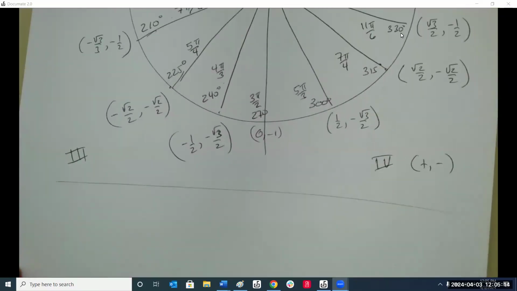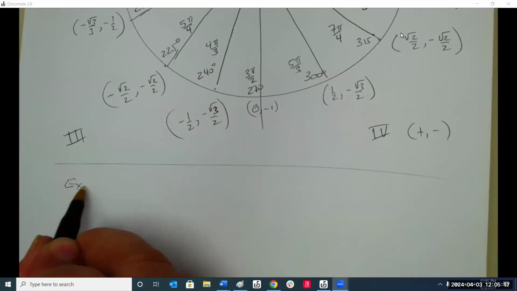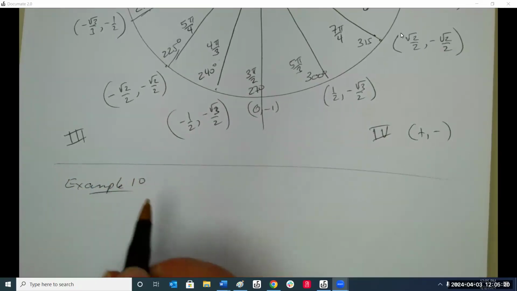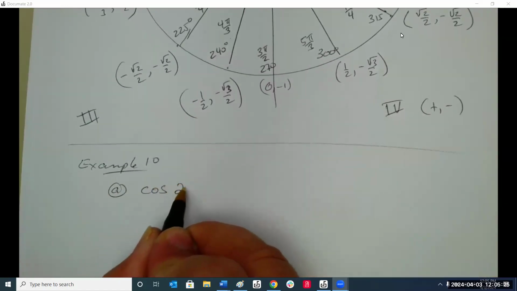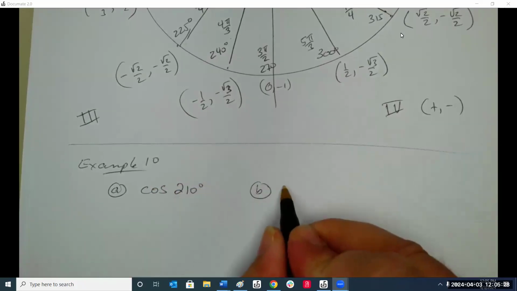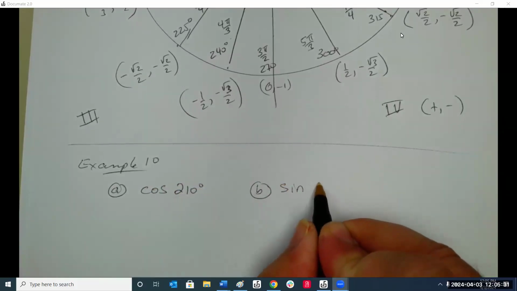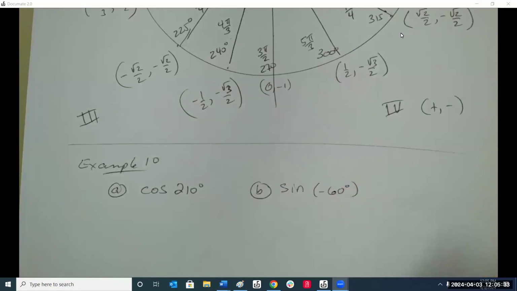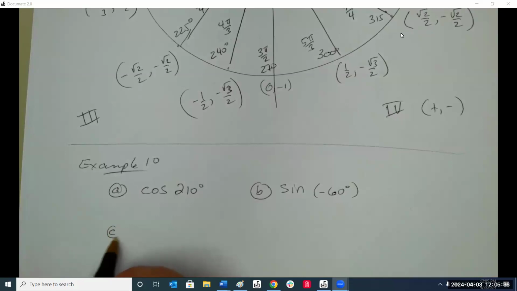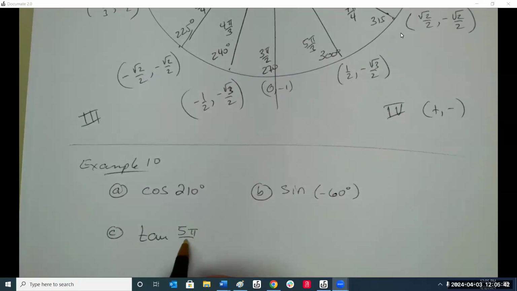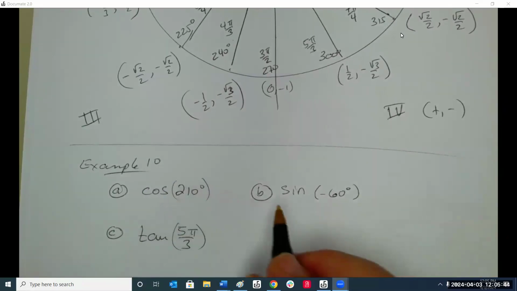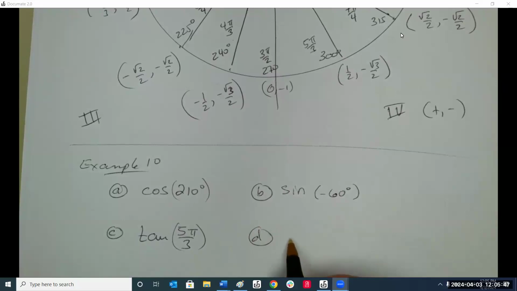All right, here's some more example questions. Find these values. A, cosine of 210. B, sine of -60. C, tangent of 5 pi over 3. And D, cosine of 8 pi over 3.